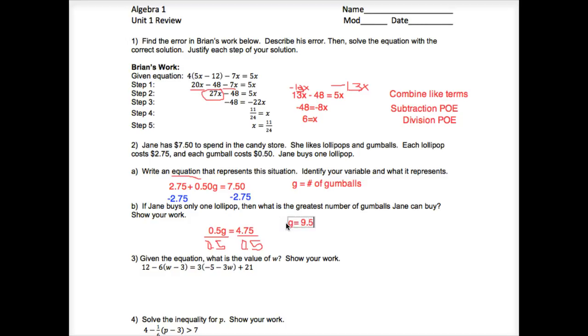Now, that's the solution to the equation. What it asks is the greatest number of gumballs that she can buy. So we have to interpret it for the real life situation. Since she can't buy half of a gumball, we say that Jane can buy 9 gumballs.